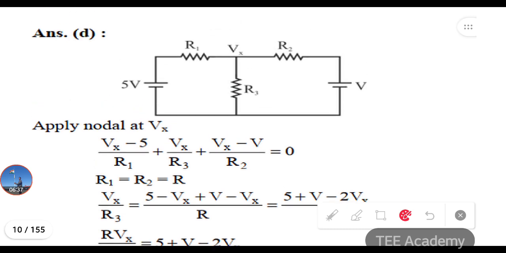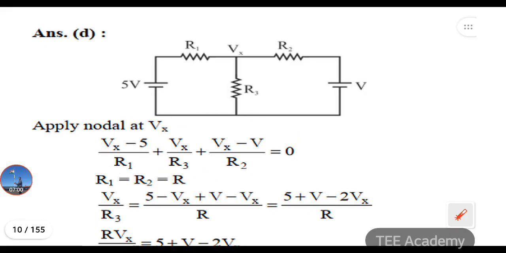To do the solution here, first what we will do is take this voltage as Vx, with 5 volts here, V here, R1, R2, R3. By applying nodal analysis, Vx minus 5 divided by R1 plus Vx divided by R3 plus Vx minus V divided by R2 equals 0. That's what I have written here.